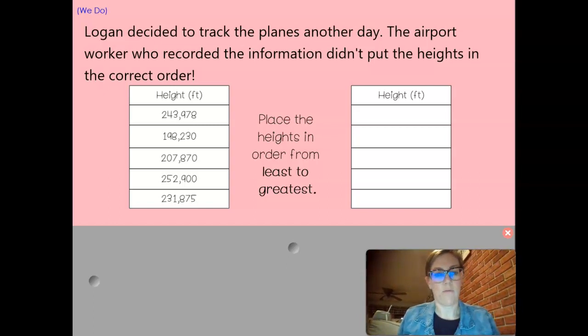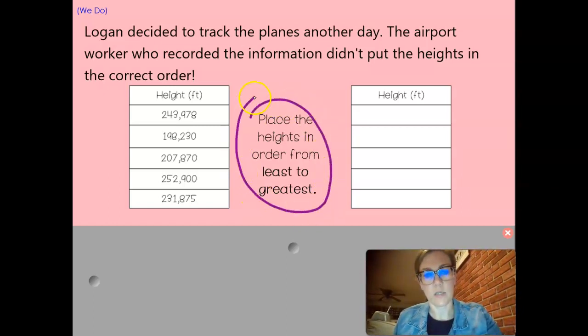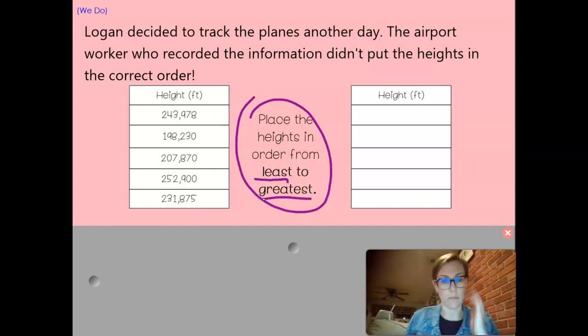Some of them have a 1 in the front. The directions are right in the middle. It says we're going from least to greatest. So that means smallest at the top, biggest on the bottom.